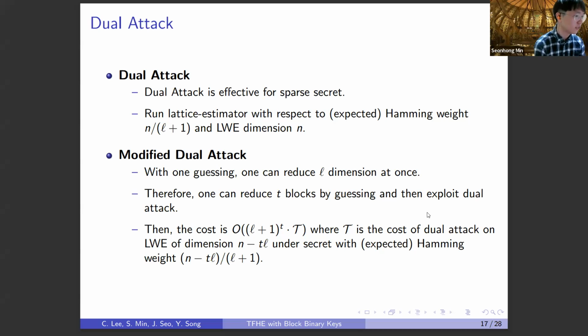One can reduce t blocks by guessing, and then exploit the dual attack on the remaining LWE problem. The cost is (L+1)^k divided by (L+1)^t, times T, where T is the cost of the dual attack on LWE of dimension n minus tL, the remaining blocks, and the secret with expected Hamming weight (n minus tL) over (L+1).